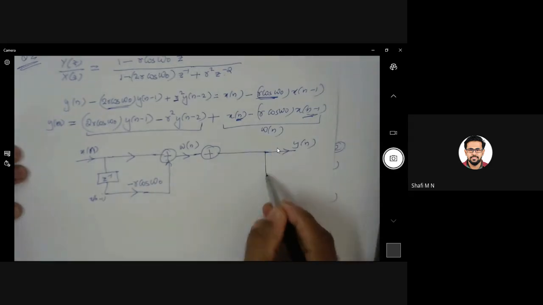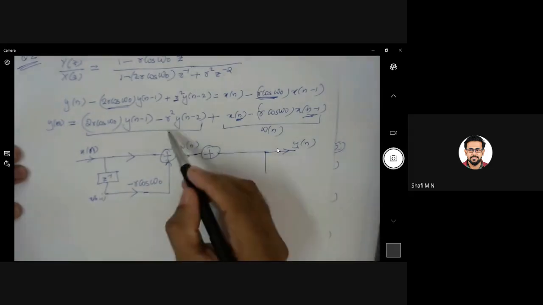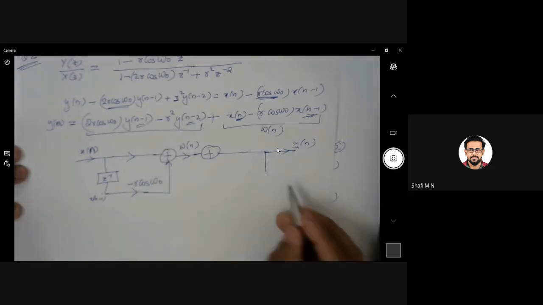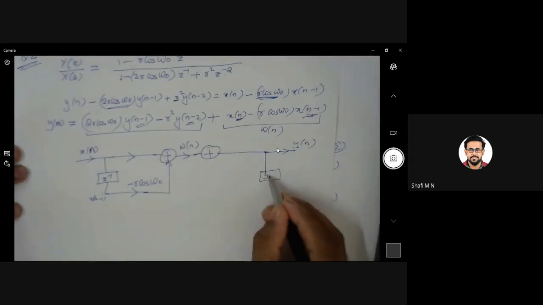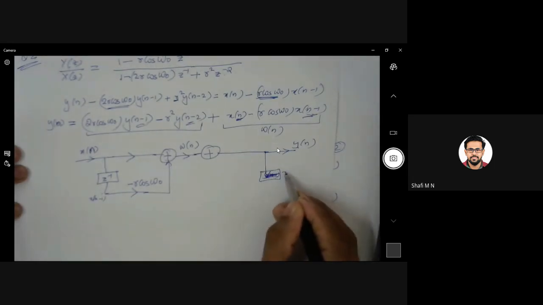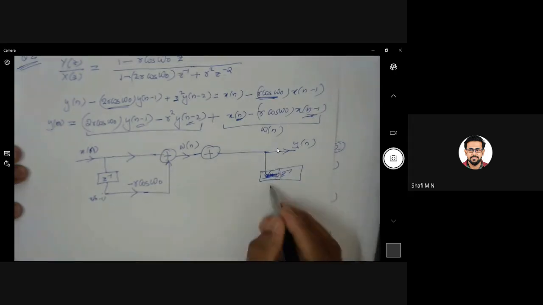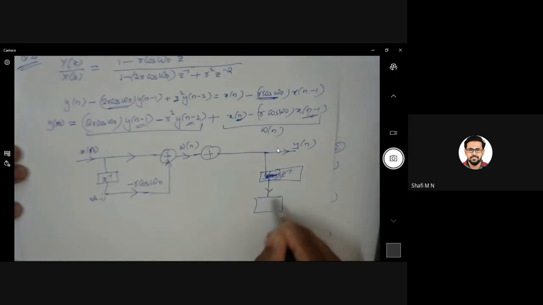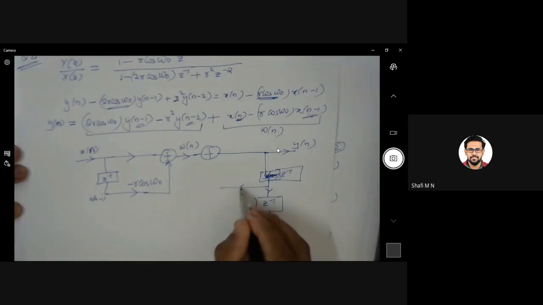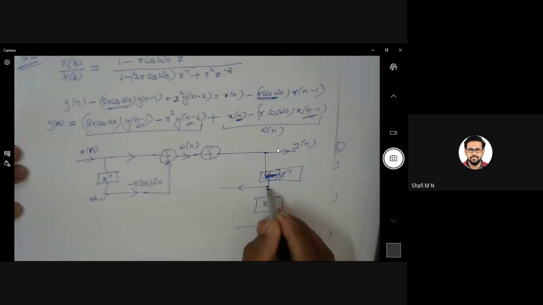So let's look at the RHS. You need y of n and two delayed versions of that, right? So here you have y of n minus 1. Sorry, but we will write it as z raised to minus 1. Then the next delay element is z raised to minus 1. So here you will get y of n minus 1. This is y of n minus 1.